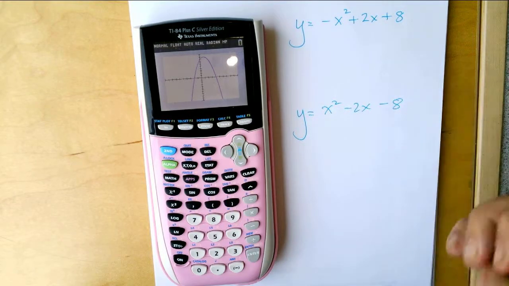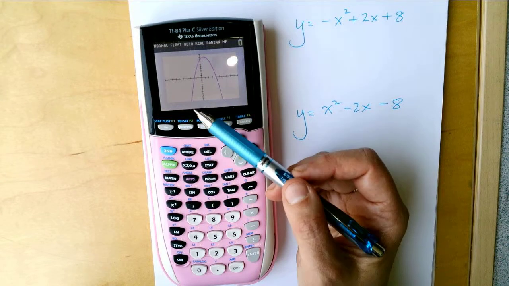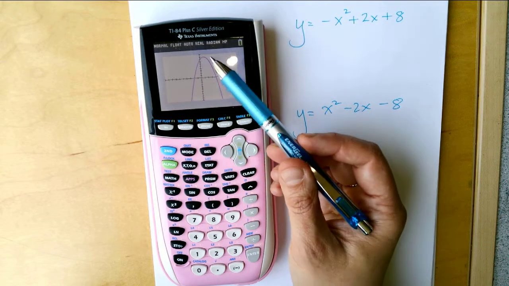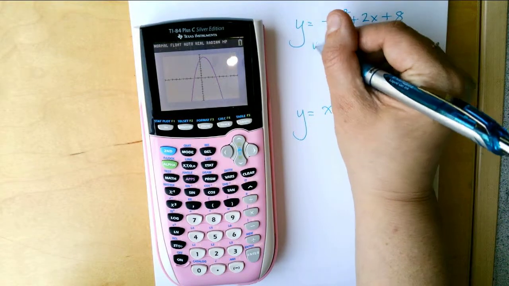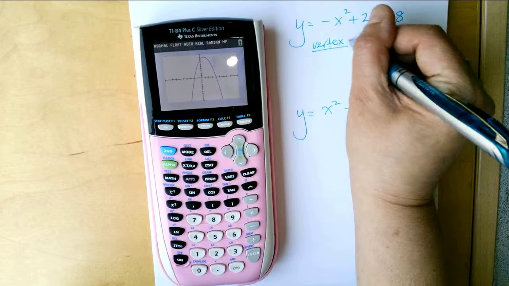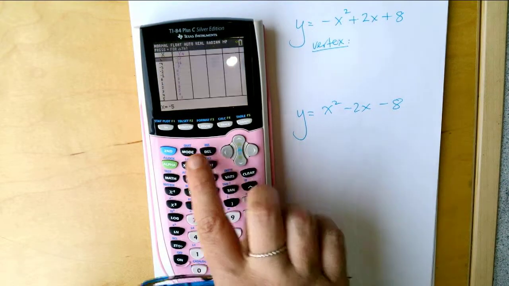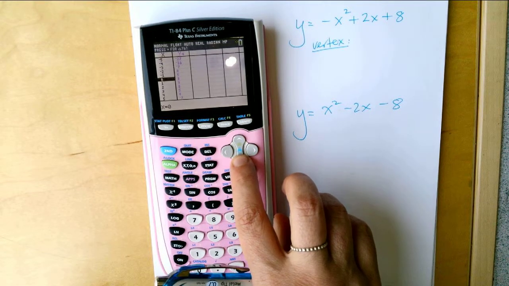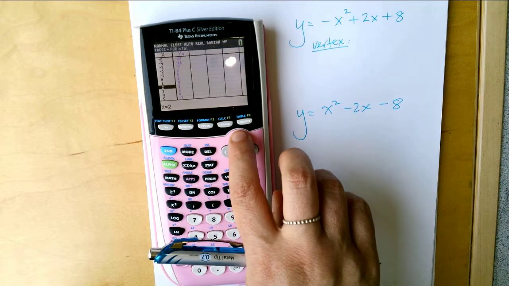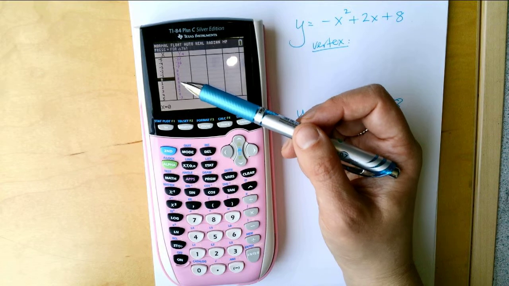Okay, and so if I wanted to use the graph to actually find, we've been talking about the axis of symmetry and the vertex and the intercepts. So let's talk about the vertex first. Now, of course, you can find the vertex algebraically, and you might even be able to see the vertex on the table. Remember, 2nd table is how we get to the table. So we might look for some patterns here, okay?